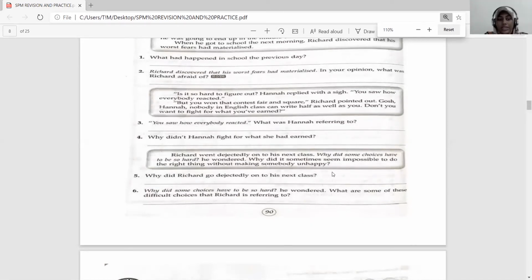Why did some choices have to be so hard? Actually, number six, there is a question in your SPM. They asked what was the toughest decision taken by the main character. So this is also one of the toughest decisions. Richard was deferring to doing the right thing, such as signing the card and declining the role of duck boy. He thought signing the card and declining when the competition is not fair is the right thing to do.